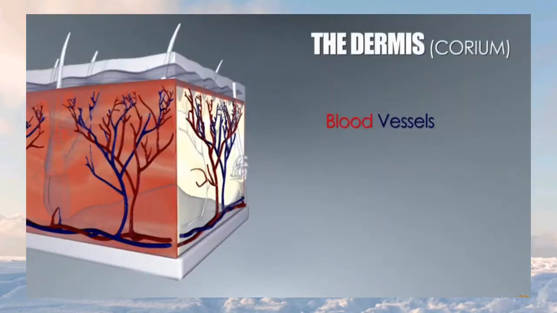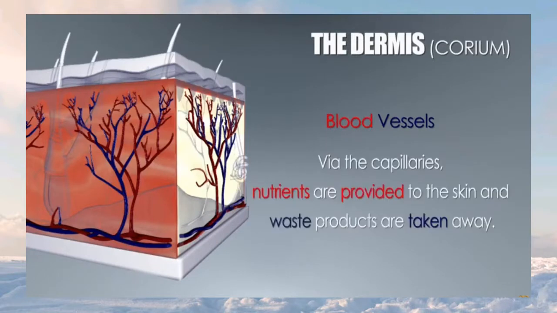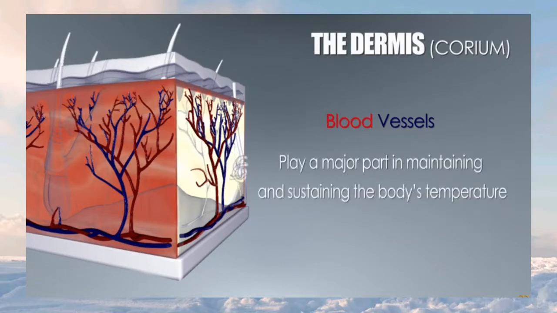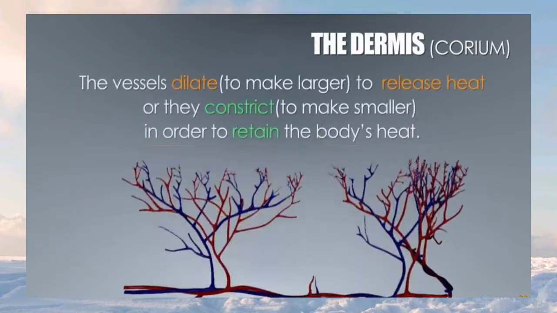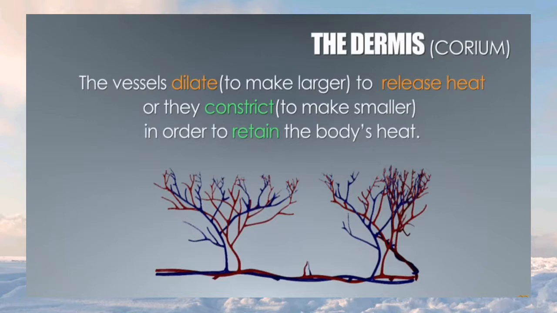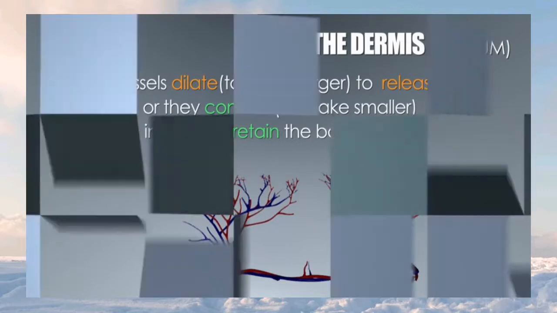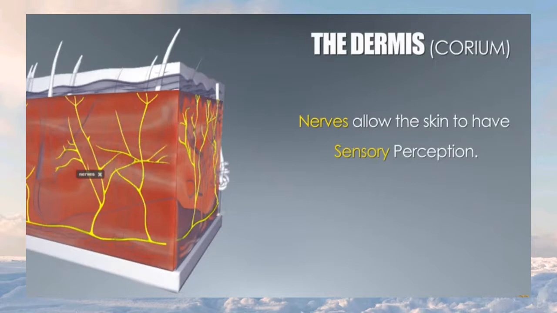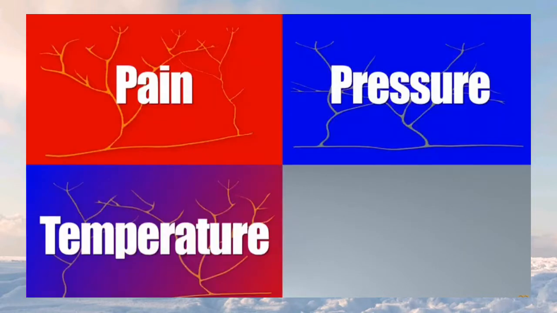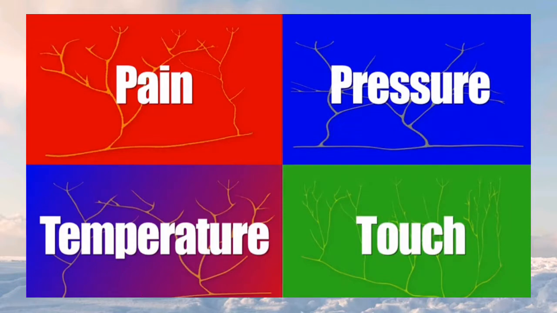Blood vessels. Via the capillaries, nutrients are provided to the skin and waste products are taken away. These blood vessels also play a major part in maintaining and sustaining the body's temperature for optimal functioning. The vessels dilate to release heat, or they constrict in order to retain the body's heat. Nerves allow the skin to have sensory perception. Through the skin, the body is able to respond to pain, pressure, temperature, as well as touch sensations.